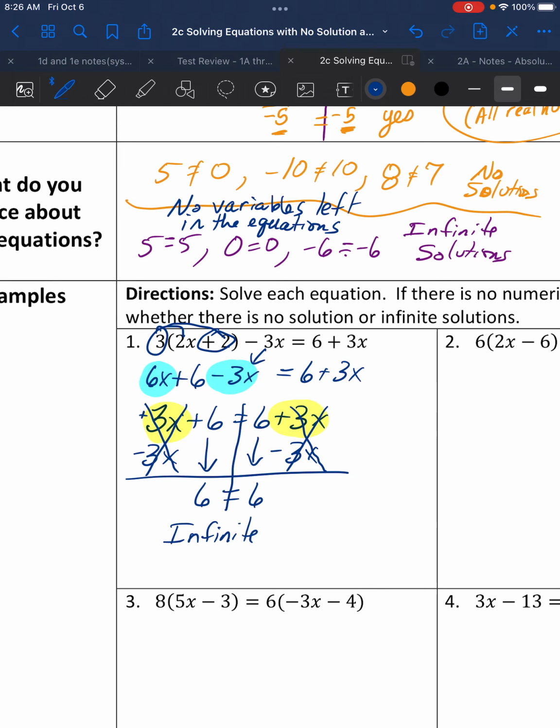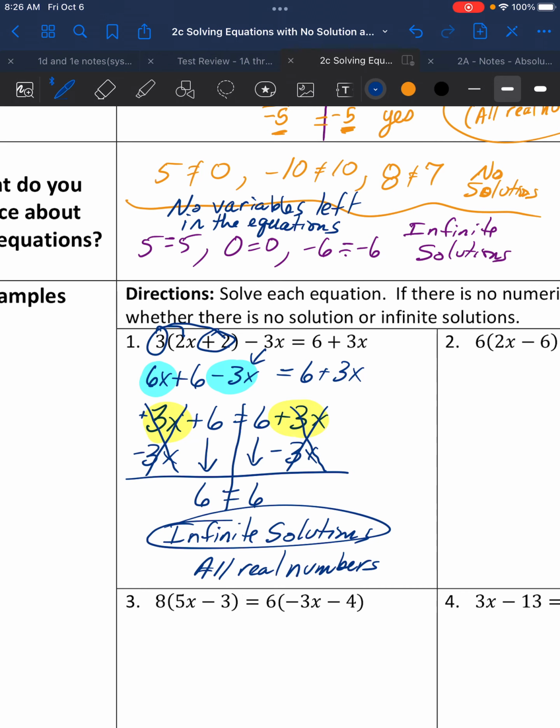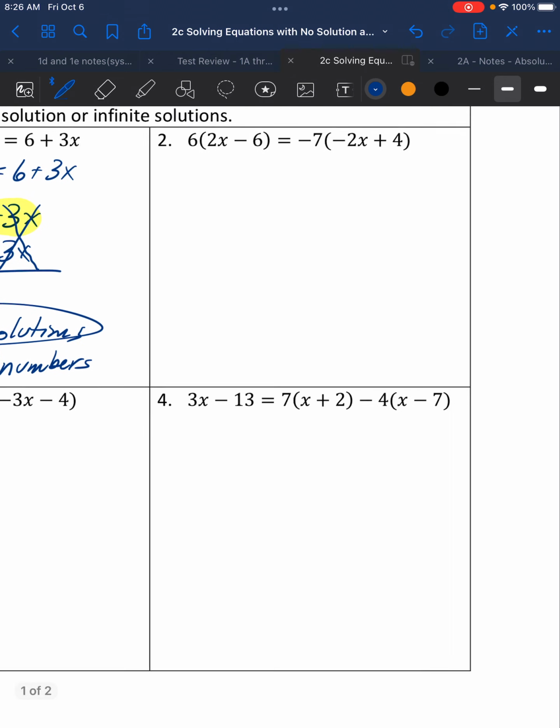You notice that the variable terms all went away. There are no variables, there's no x. So we just say infinite solutions, or you could say all real numbers. Either one.